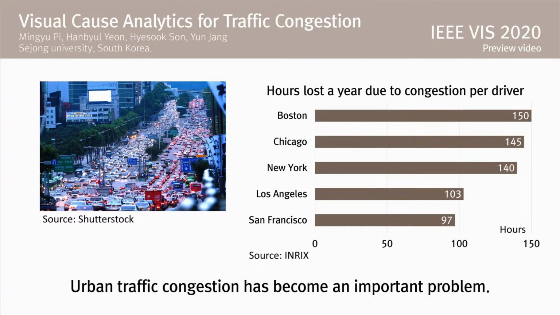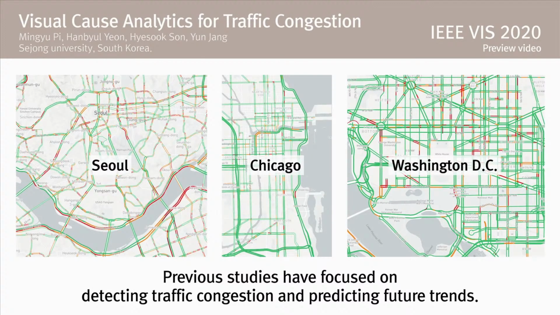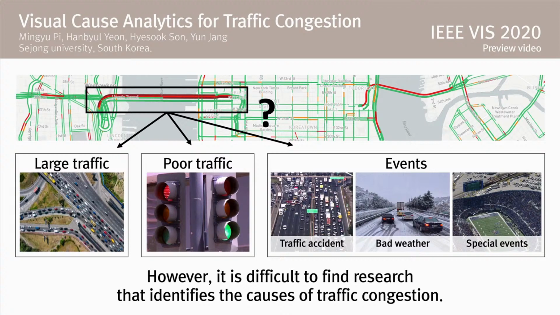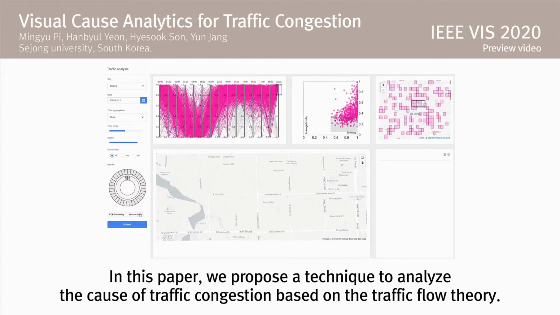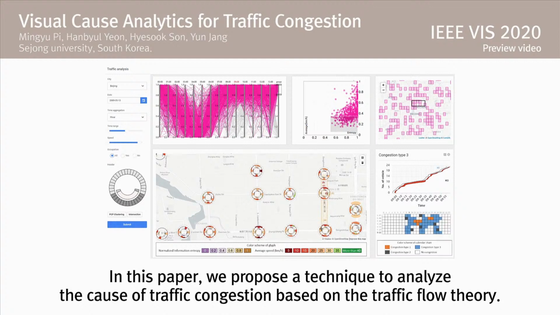Urban traffic congestion has become an important problem. Previous studies have focused on detecting traffic congestion and predicting future trends. However, it is difficult to find research that identifies the causes of traffic congestion. In this paper, we propose a technique to analyze the cause of traffic congestion based on the traffic flow theory.